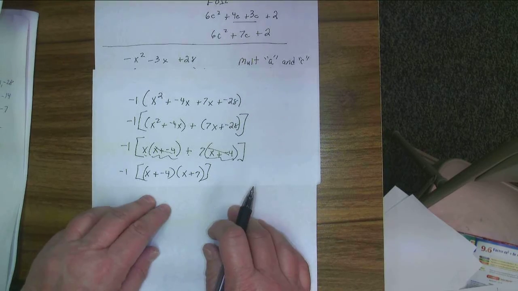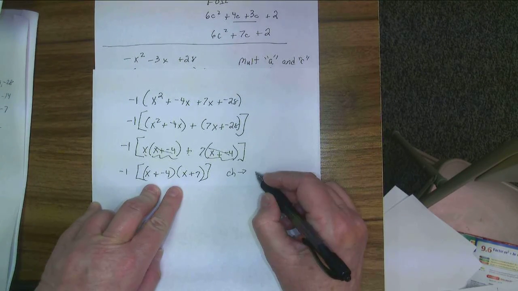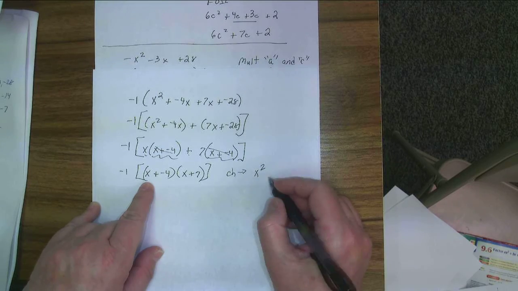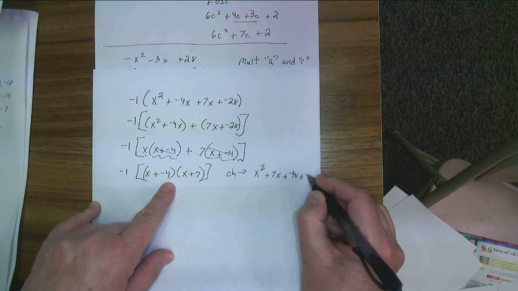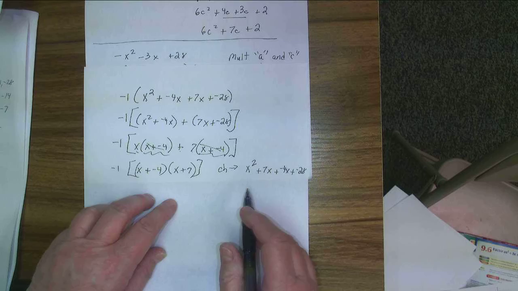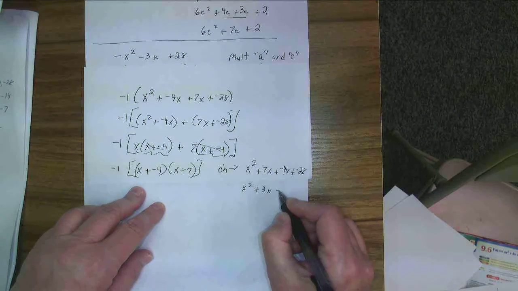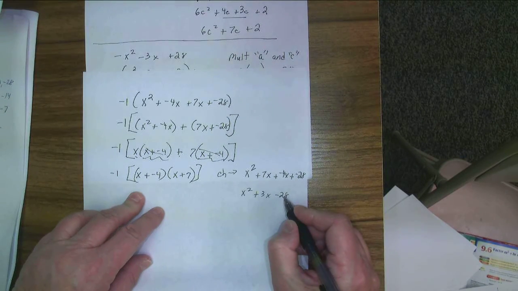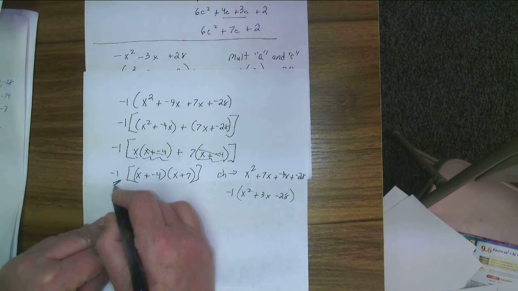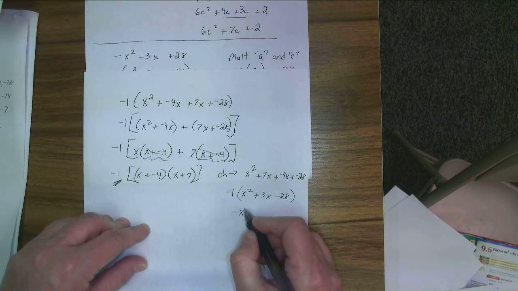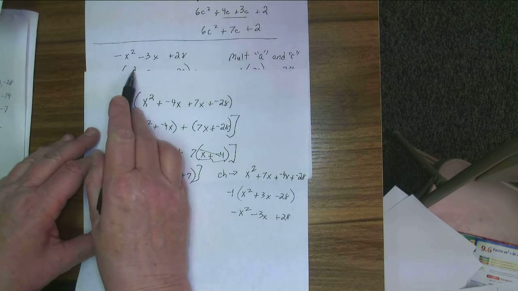When you multiply it by FOIL, let's go over here and do the check. X squared plus 7x plus negative 4x plus negative 28. Now join the two middle terms, x squared plus 3x minus 28. But if you remember, there's also a negative 1 right here that we have to multiply by, giving us negative x squared minus 3x plus 28. That is the original problem.